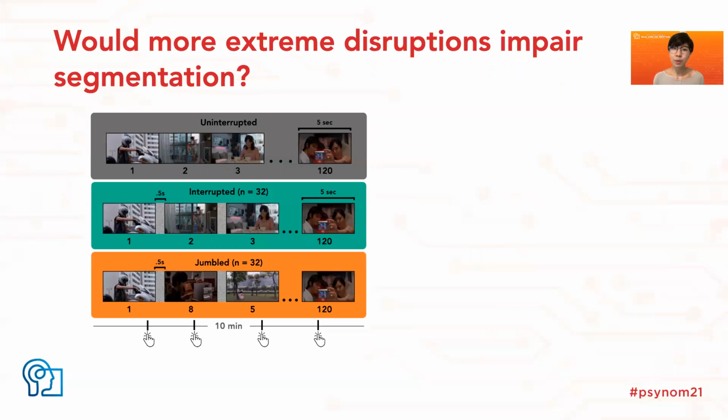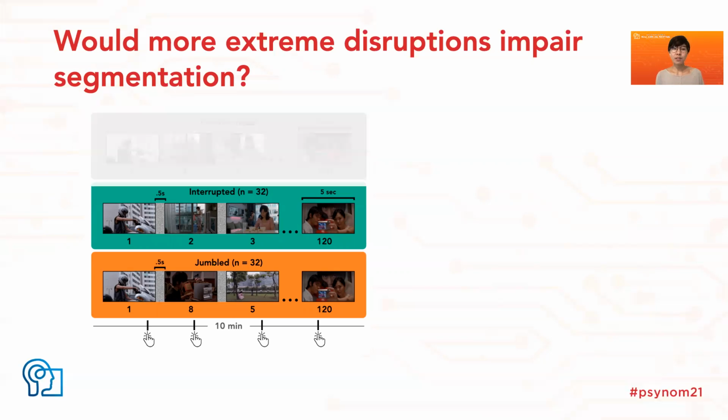To answer this question, we again asked a different set of participants to segment the 10-minute long movies. However, this time the clips for the interrupted and jumbled conditions were much shorter. They're set at 5 seconds. Data collection for the second experiment is still ongoing, so I'm going to present results from the interrupted and jumbled conditions.